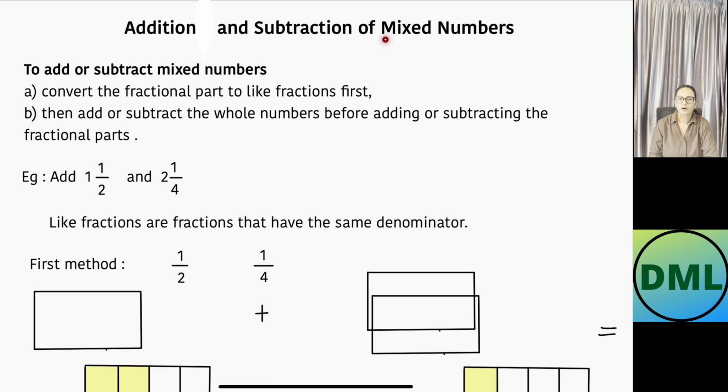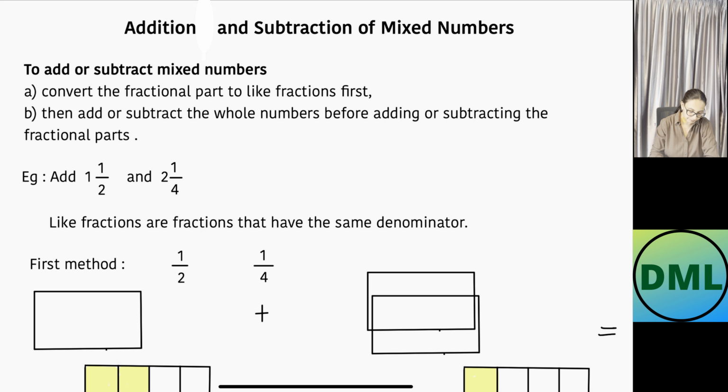Addition and subtraction of mixed fractions. To add or subtract mixed fractions, convert the fractional parts to like fractions first when you are adding mixed fractions. So the first method is you need to convert the fractional part into like fractions first. Then add or subtract the whole numbers before adding or subtracting the fractional part. Whatever whole numbers you have, add them, and after that add the fractional part.